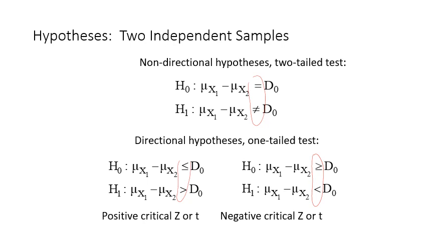So we'll look at the non-directional at the top. You see that you've got mean 1 minus mean 2. So population mean 1, population mean 2 is equal to, and essentially this is going to be 0.